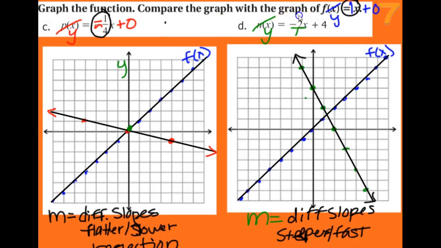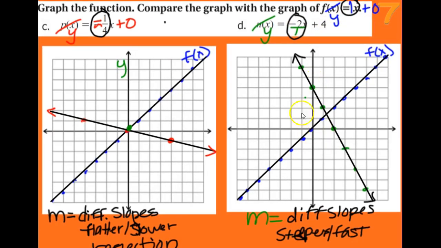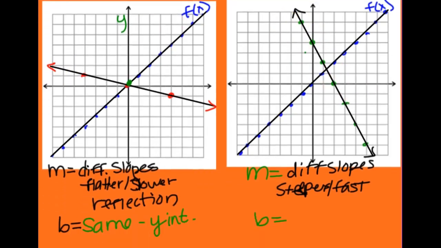If you're not sure, look at the slopes. This one's a slope of 2, this one's a slope of 1. 2 is greater than 1, so this hill would also be greater. The negative means that it's reflected. The hills are going the wrong way. So this is also another one. Reflected.